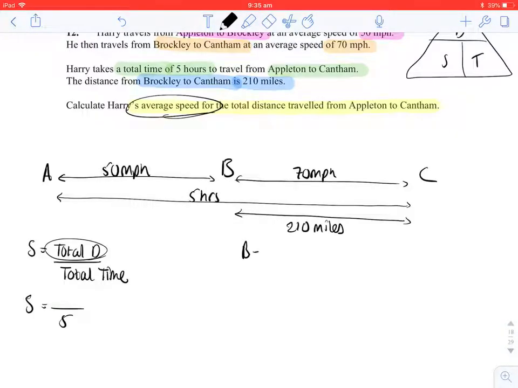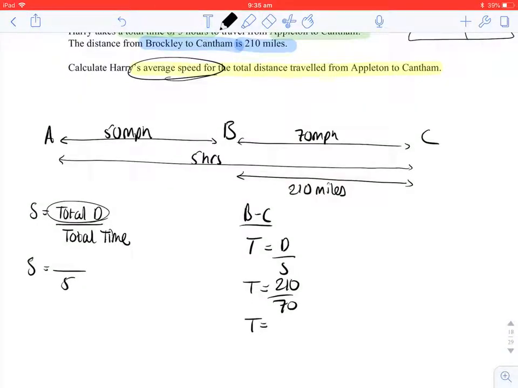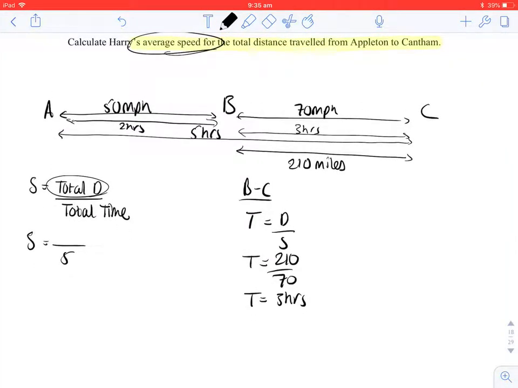So from looking at B to C, what we can do is we can work out the time taken there. So time is going to be distance divided by speed. So that is going to be 210 divided by 70. And that's going to tell me that that took 3 hours. So I can put in here 3 hours. If the whole thing's 5 hours, and the last part's 3 hours, that means that must be 2 hours. That will now allow me to find the distance between A and B.